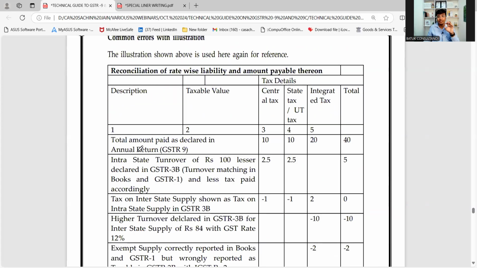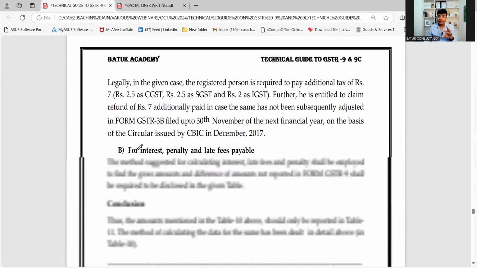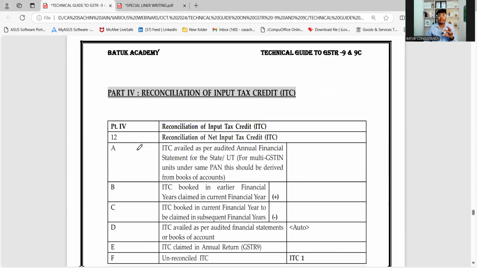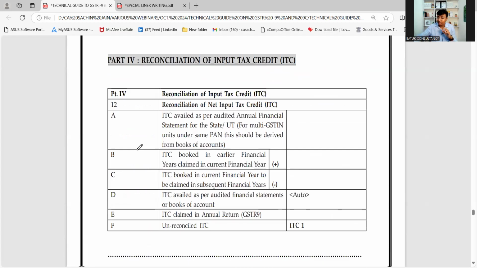Now, this is the example of rate-wise liability. So you can go through with this particular example. Now, fourth reconciliation, which is very much simple.